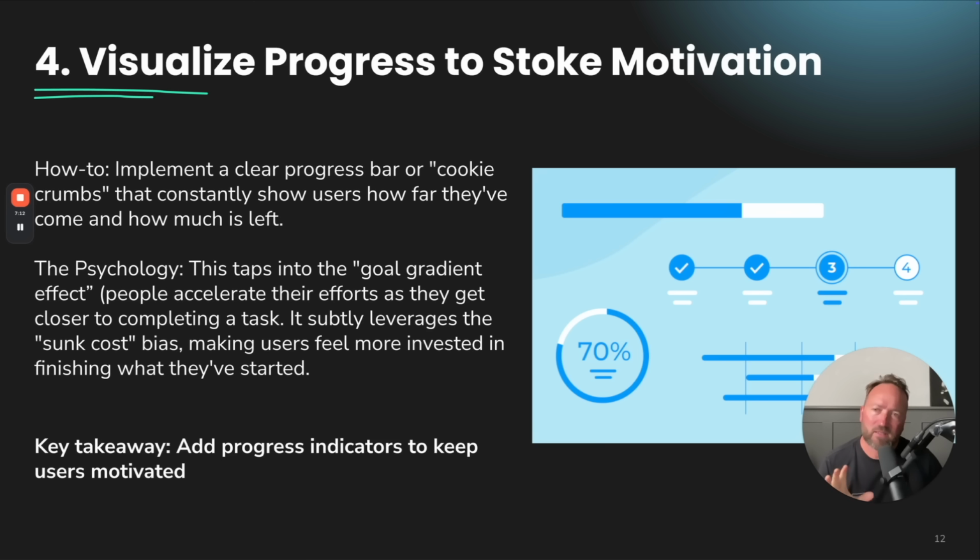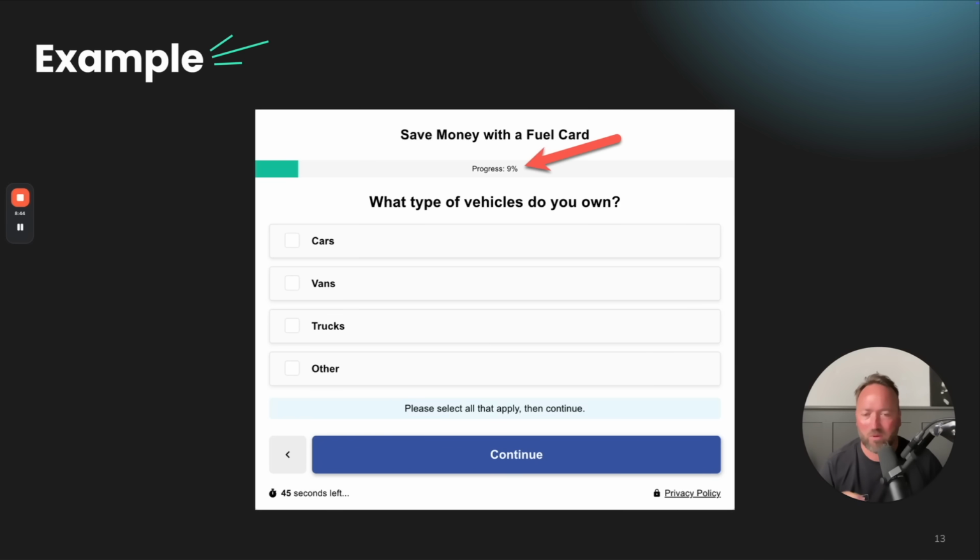So the next one is visualize progress to stoke motivation. It's important that as users go through the form, they get a sense that there's a beginning, a middle, and an end. You're basically fighting against time, and if people feel like this thing is going to go on forever, maybe that's how you're feeling about this video, then they're just going to be like, oh, I can't be bothered with this. So give them some sense of, okay, we're halfway through, we're 3/4 way through, etc. Here's a good example of a progress bar at the top, but there are lots of different types.